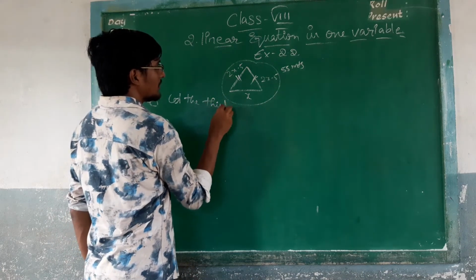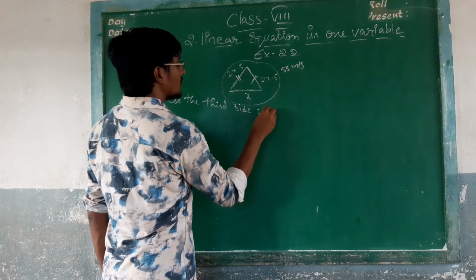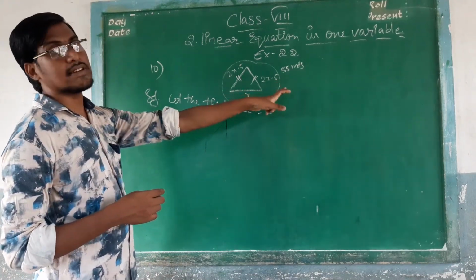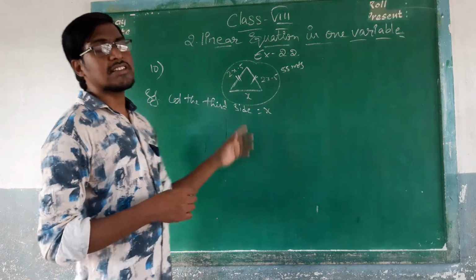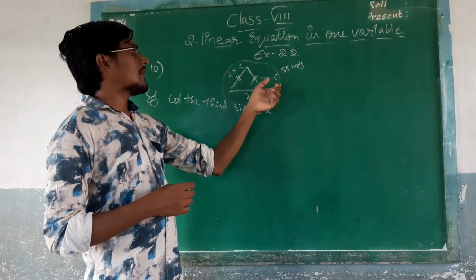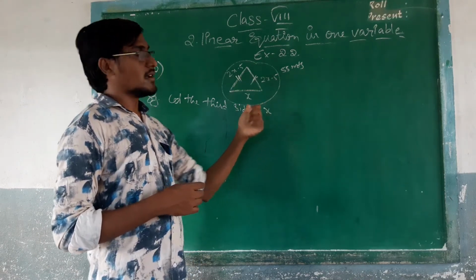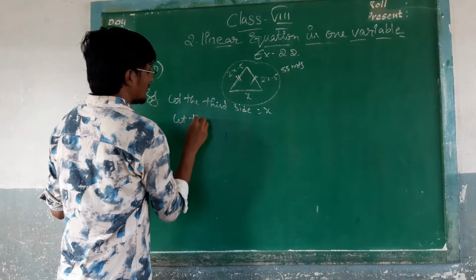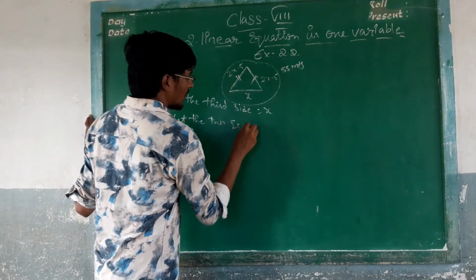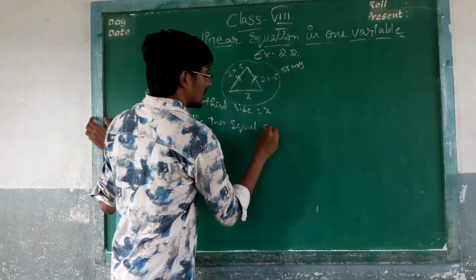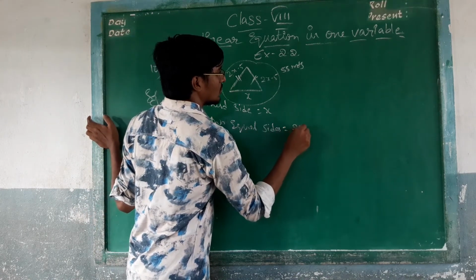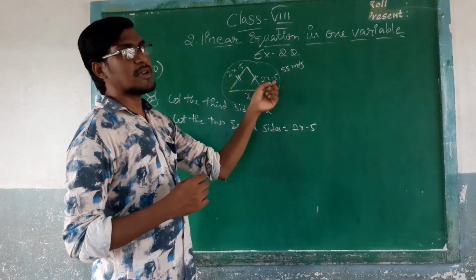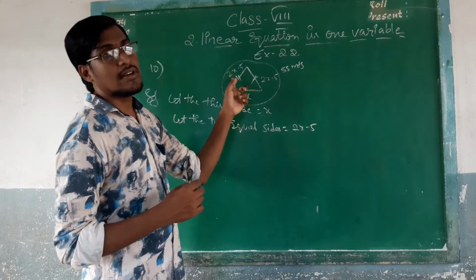Let the third side be equal to x. If we take the third side equal to x, the remaining two equal sides will be 5 meters less than twice its third side. So it will become: let the two equal sides equal 2x minus 5. Two equal sides: this is 2x minus 5 and this is also 2x minus 5.